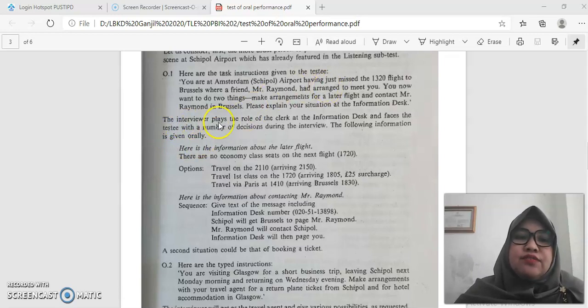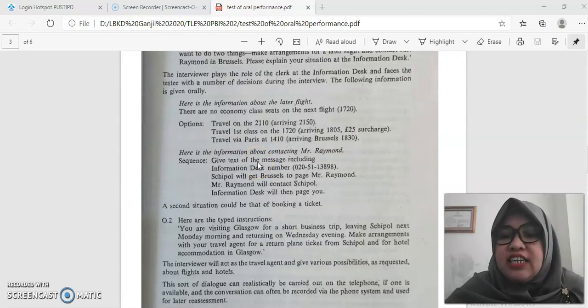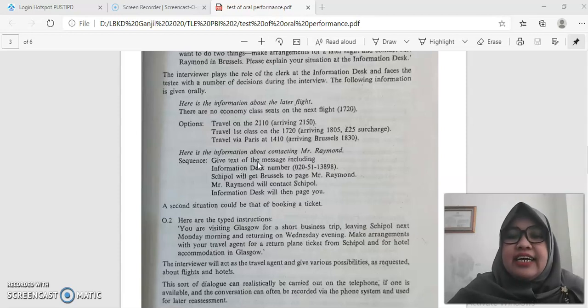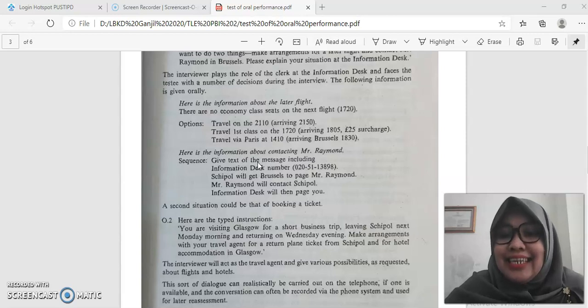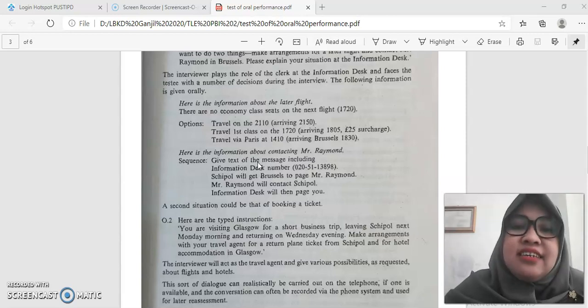And here the interviewer plays the role of the clerk at the information desk and faces the testee with a number of decisions during the interview. So there is one person who becomes the clerk at the information desk, and there is one person who is late, who missed the flight.